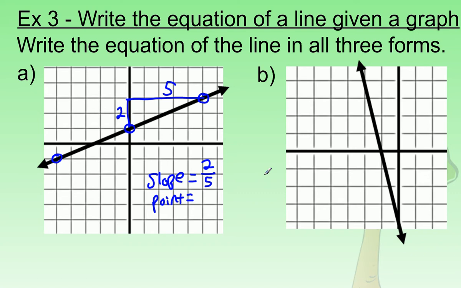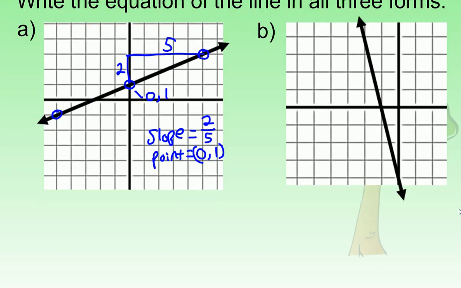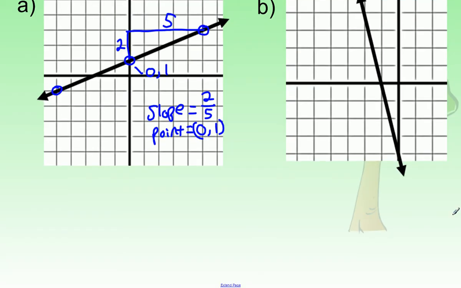And to find a point, well, you pick any point you want. I'm going to pick the one that has a 0 in it. That one looks pretty easy. That's the point 0, 1. So that's everything I need in order to write the equation of this line in all three forms. So let's do that. We have y minus y1 equals m x minus x1. That's our point slope form because it takes a point and a slope.